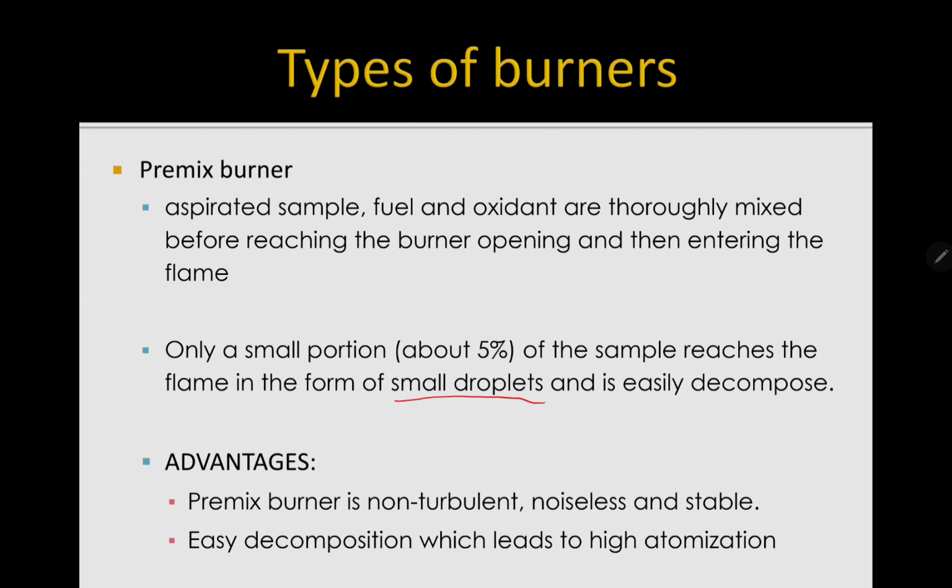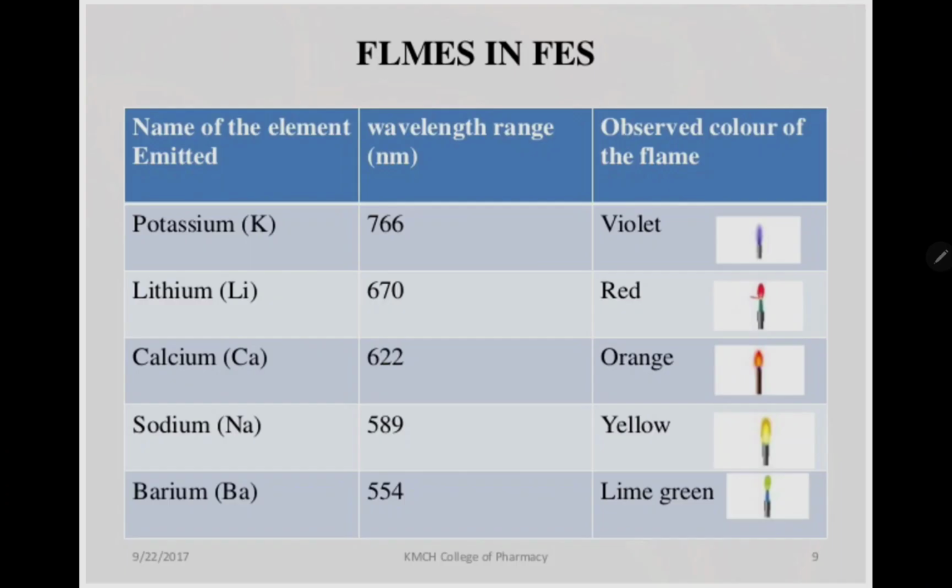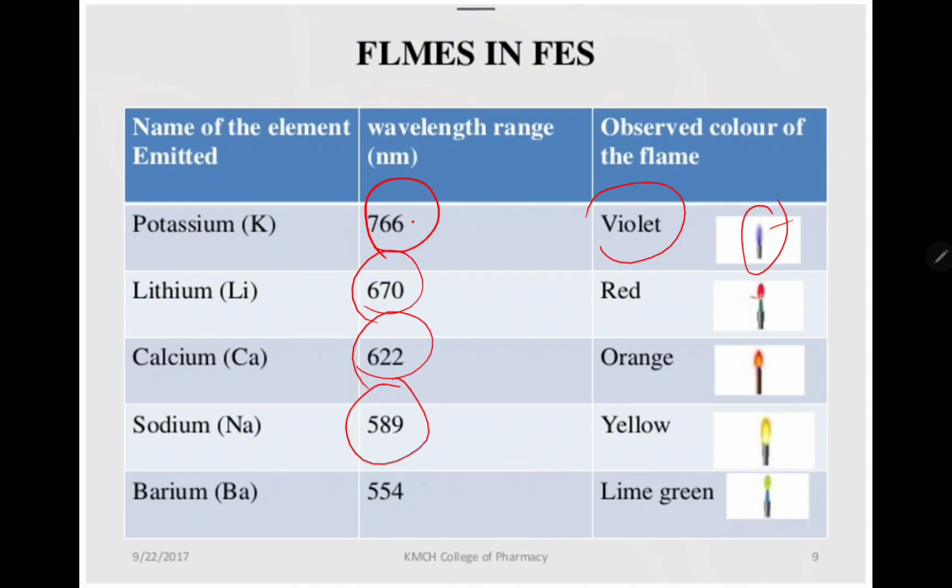Okay, so gusto ko ipakita sa inyo guys, na ipa-remember sa inyo that we have different types of colors of the flame observed depende sa inyong element. Okay, so we have the flames in flame emission spectrophotometry. Okay, we have the name of the element emitted. So let's say for example yun yung element na gamitin nyo. Okay, so pag potassium 766 with an observed color of the flame na violet. Okay, so yung violet na ilaw na yan guys, yan yung papasok sa inyong entrance slit diretso na hanggang sa inyong reader. Okay, ito yung wavelength niya. We also have lithium 670, calcium, sodium, and barium.